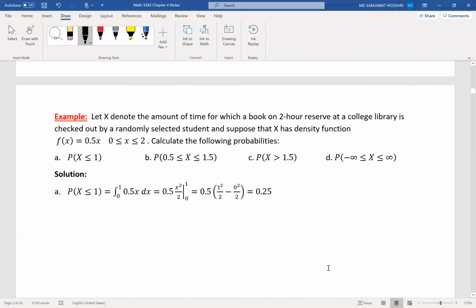Okay, so let's go over some examples. Let x denote the amount of time for which a book on 2-hour reserve at a college library is checked out by a randomly selected student. So x denotes the amount of time. The amount of time could be any number, right? It could be 1 second, 1 minute. Sorry, here we are considering hours. So it could be 0 hours, 0.1, 0.2, 0.3. So x can take any values, right? That means x can take fractional values, and it can also take integer values. So that's why this is a continuous random variable.